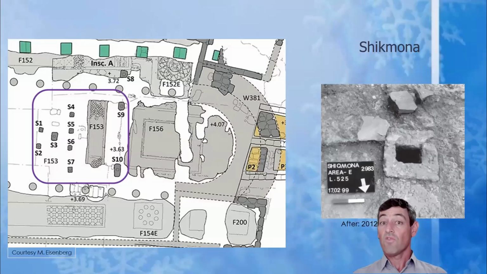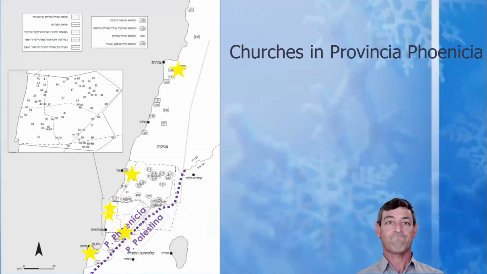Here, when we go south to the southern end of Provincia Phoenicia, we have Shikmona by today's Haifa. On the left, a church excavated in the 80s. And again, you can see the posts, both bases of the posts of the chancel screen. And on the right, another church, which wasn't preserved at all, but few pieces of mosaic. And here again, the base of the chancel screen, which is evident for one of those churches.